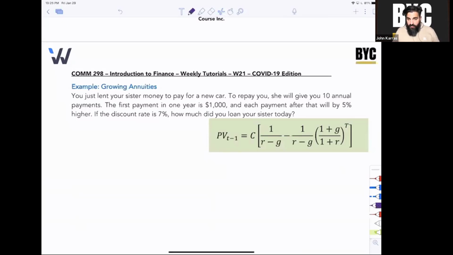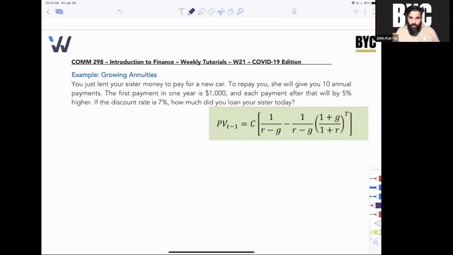You just lent your sister money to pay for a new car. To repay you, she's going to give you 10 annual payments. What I know so far is that I've got 10 payments and they're annual, so I know that my K is 1. The first payment 1 year from now is $1,000. Each payment after that will grow by 5%. There's your growth rate. And the discount rate, the R, is 7%. How much did you loan your sister today?